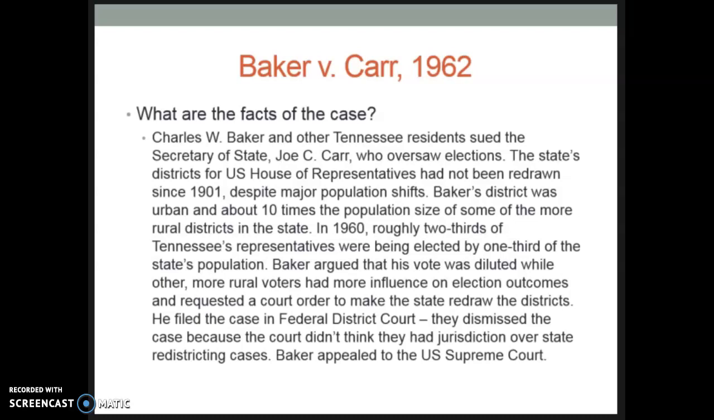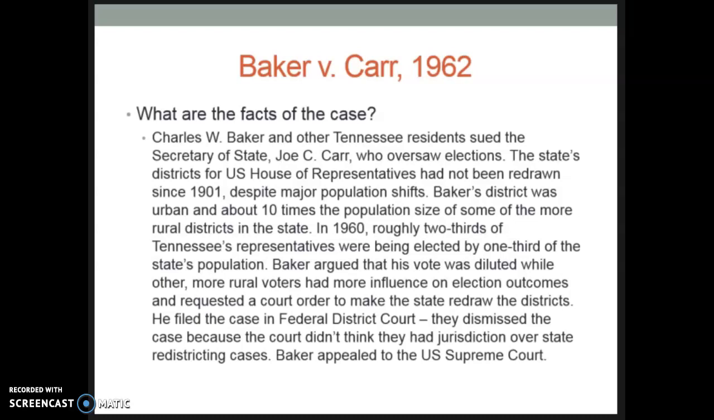And so every 10 years after we have a census, the states redraw these districts to reflect the shifts in population. However, at this time, so this is 1962, Tennessee's districts had not been redrawn since 1901. So that was over 60 years of population shifts and changes in society, and the districts had not been redrawn. As a result, the districts were disproportionate in population.